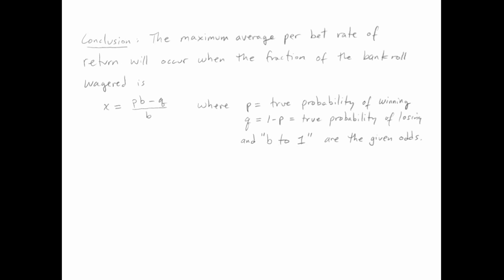p is the true probability of winning again. q is the actual true probability of losing. And b to 1 are the odds that you're given for a particular event. So you have to distinguish between the odds that you're given and what you believe the odds to really be. The odds that you're given are b, and the true odds that you believe them to be, that's the value of p. So here it is. This is the Kelly formula: p times b minus q, everything divided by b.